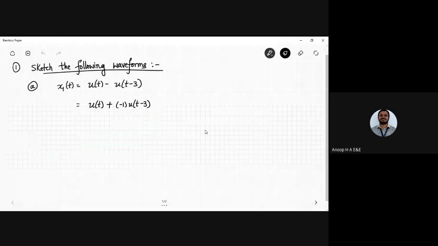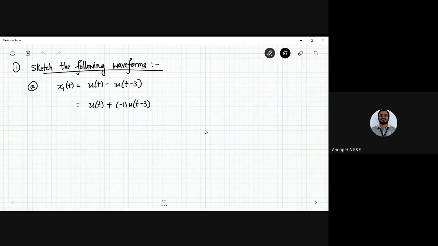The problem goes this way, as we had already covered in the previous class, where we need to sketch the following waveforms. The sketching of signals has to be done here. Now, the first one is u of t minus u of t minus 3. Let me sketch for u of t.